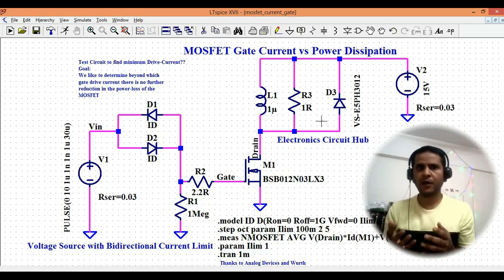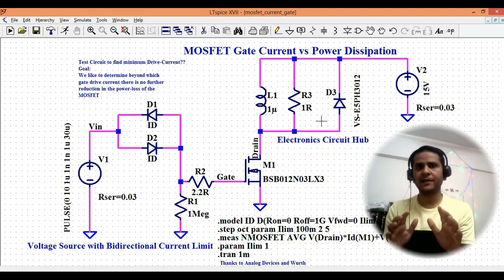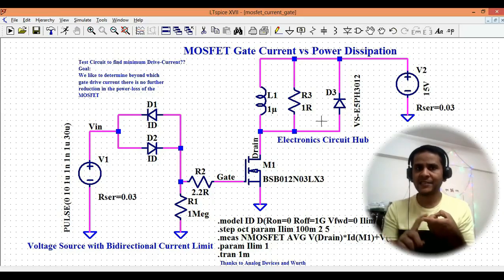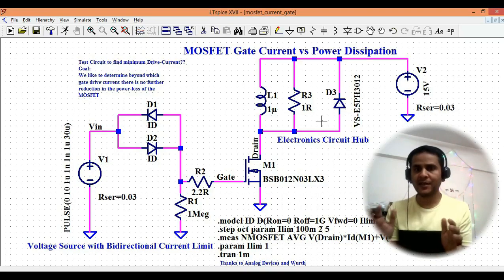So today we are going to understand about MOSFET gate current versus power dissipation simulation in LTspice. We are going to understand what is the minimum gate current required in order to dissipate the minimum power loss in the MOSFET. So this is the agenda, this is the goal of today's simulation.